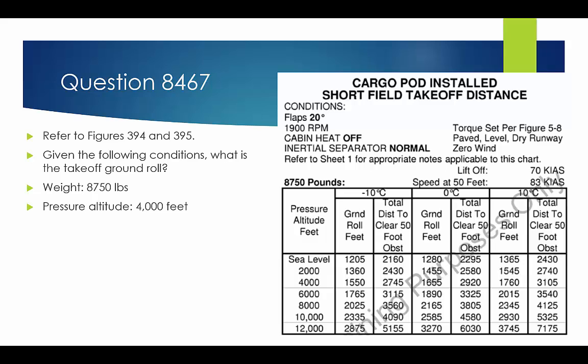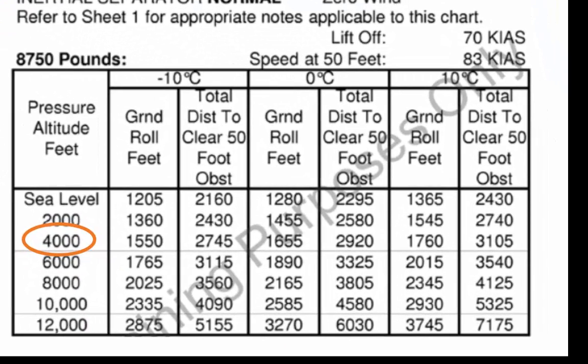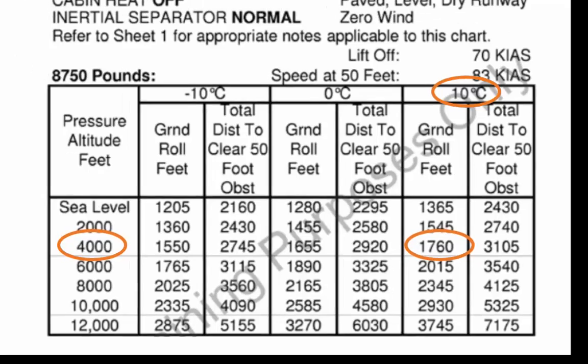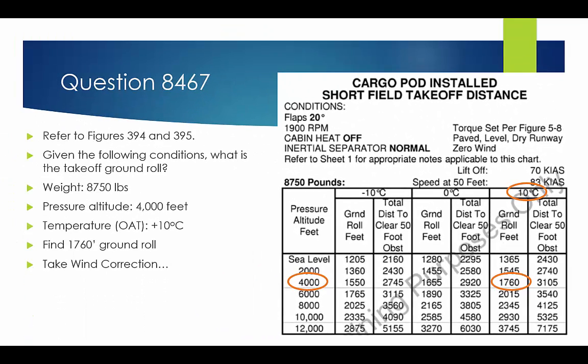Taking a look at this chart, we can see we are given pressure altitude, we're given a few different temperatures, and we can find the ground roll in feet or total distance to clear a 50-foot obstacle. I believe this chart is for a Cessna Caravan, actually. 4,000 foot pressure altitude, and we're also told that our outside air temperature today is 10 degrees Celsius. And so we use this part of the chart for 10 degrees Celsius. We can read down from there and find that the ground roll, that's what they would like, is 1,760. Simple.